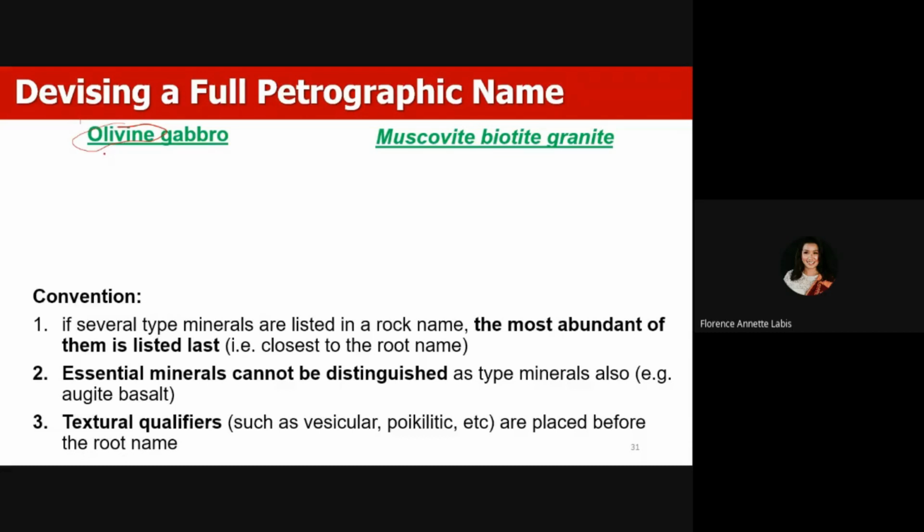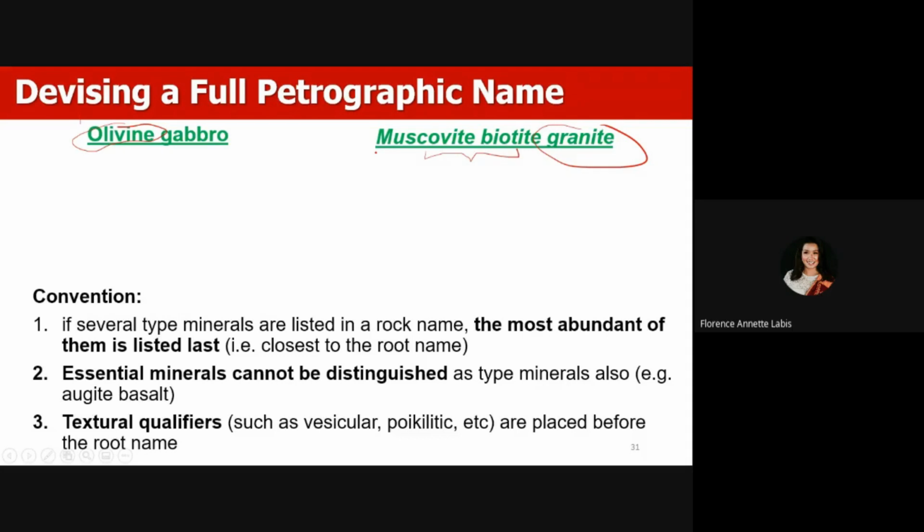It's just that there is one type mineral that is unique to your gabbro. And again, the complete interpretation of this will be discussed in the advanced chapters. For the granite, this is still a granite sample. It's just unique because it contains at least two type minerals, the muscovite and the biotite.